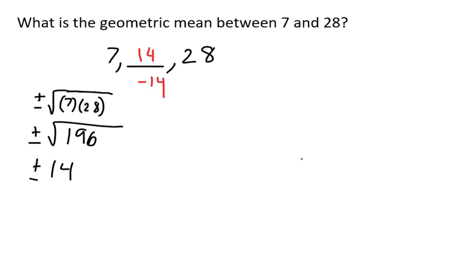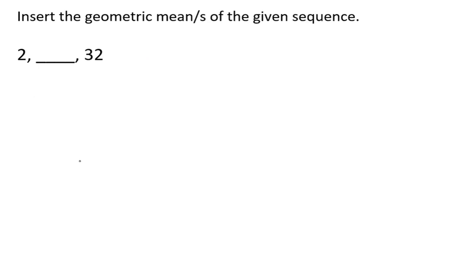So, pwedeng dalawang sequence niyan. So, 7, 14, 28 at 7, negative 14, 28. So, bakit dalawa? Pwede positive saka negative. Kasi, hindi natin alam yung common ratio kung positive ba o negative. Kaya dalawa.